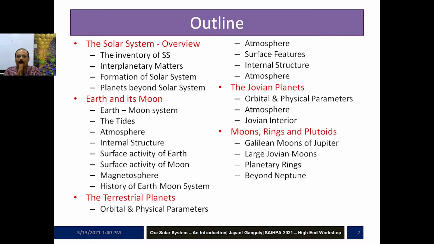The outline of the talk will be somewhat like this. We will have an overview of the solar system, which will consist of what are the materials, what are the things which we have in the solar system, interplanetary matter, how the planets are formed, and what are beyond planets, what are the other things which are available in the solar system. And then we will come to the Earth-Moon system, and then we will describe something about what is the Earth-Moon system, how tides are formed.